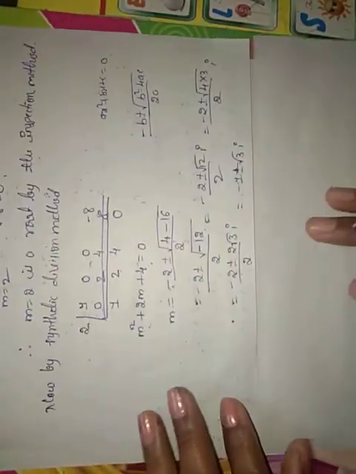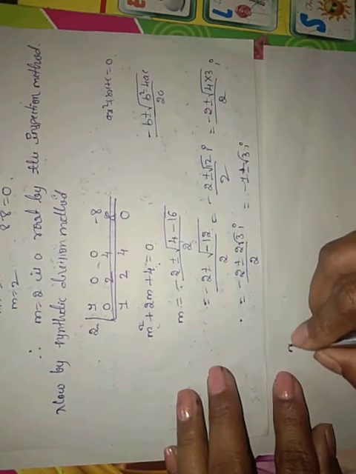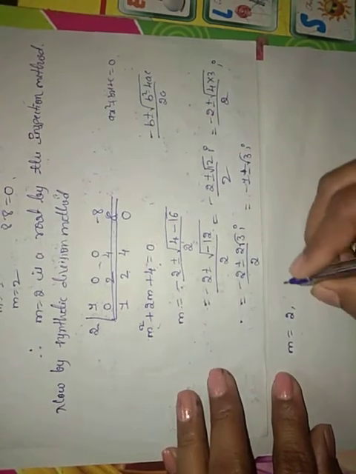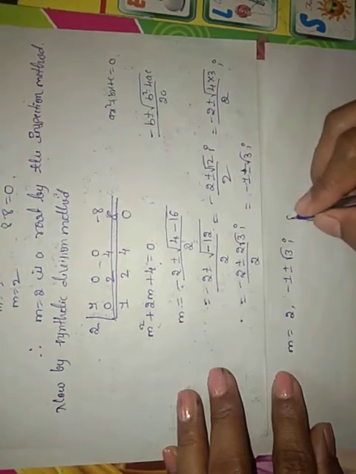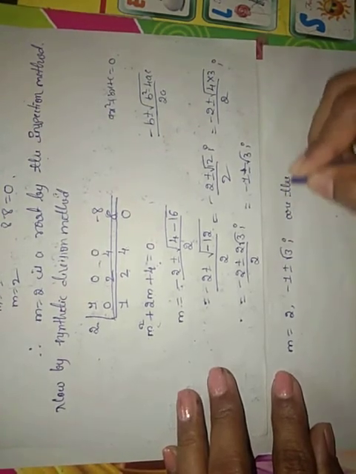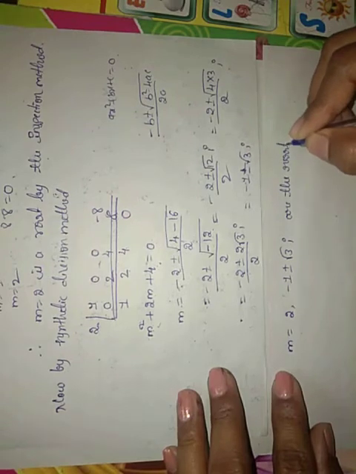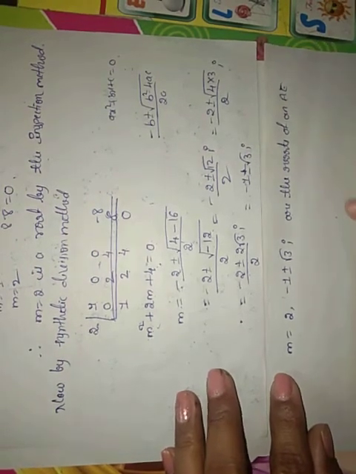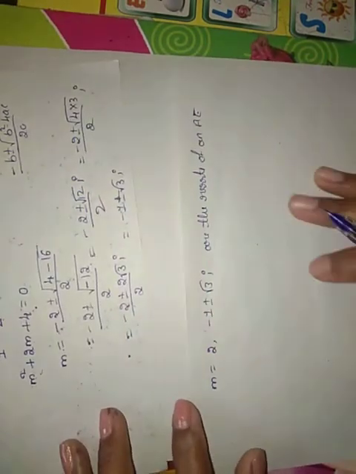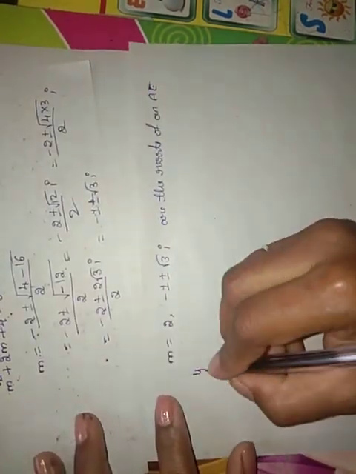So that our roots will be m equal to 2, comma, minus 1 plus or minus root 3 i. These are the roots of the auxiliary equation. So now we have to write down the complementary function.